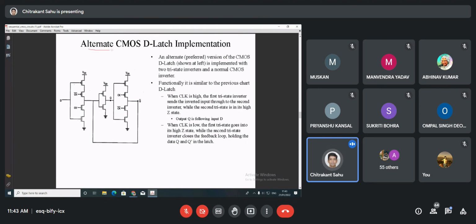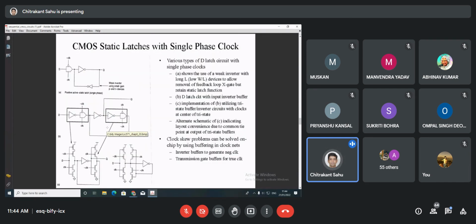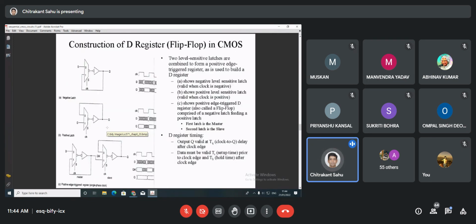So this is the alternate way of implementing. If you don't want to use the transmission gate logic, then your implementation of a D latch will be something different, using only the CMOS logic, not the transmission gate logic. But preferably, if you want to reduce the number of transistors, we go for transmission gate logic. Okay, so there are various circuitries also.